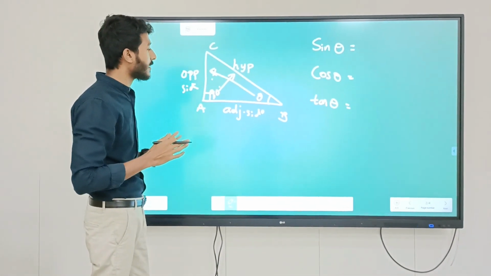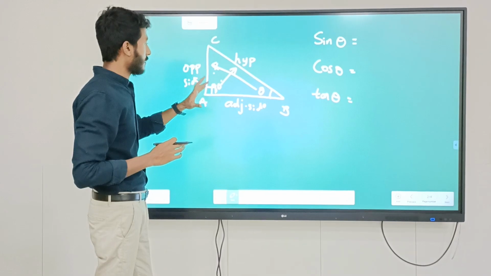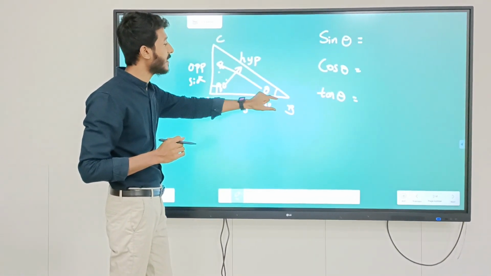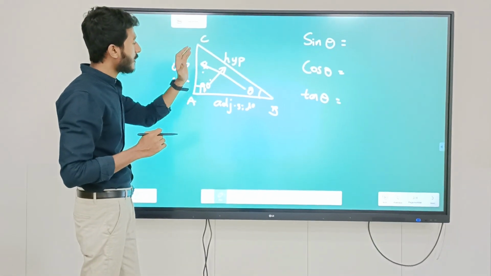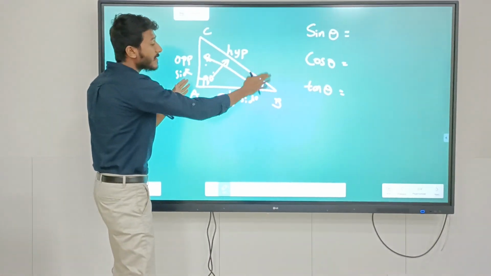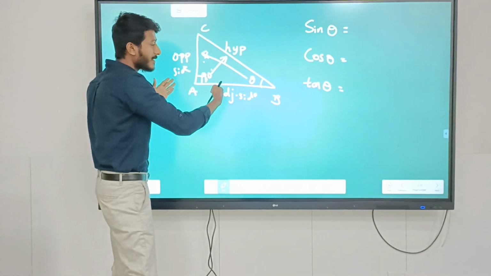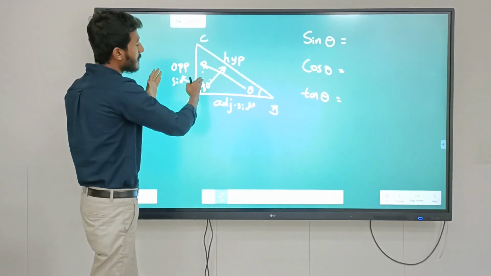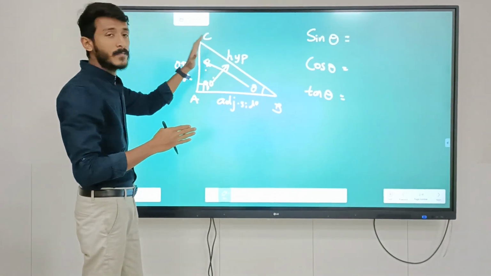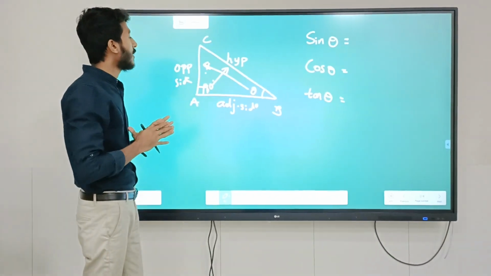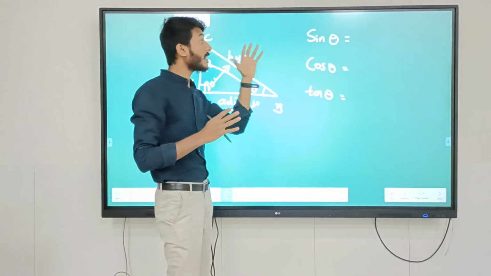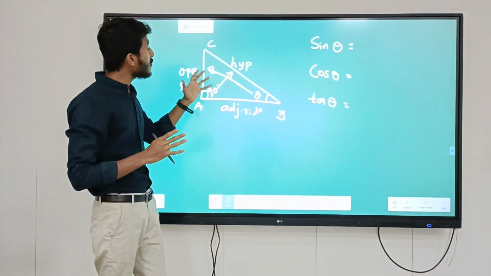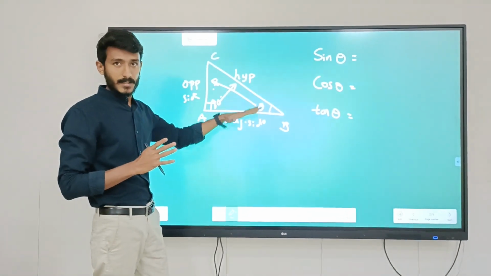If you consider a right angle triangle and we take an angle theta here, that's angle B, the side adjacent to theta is the adjacent side, the side opposite to theta is the opposite side, and the longest side, opposite to 90-degree, is the hypotenuse. That's a right angle triangle.